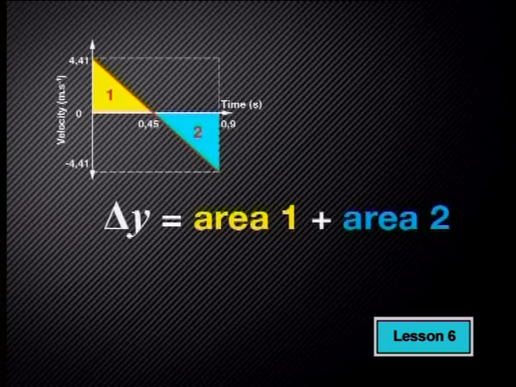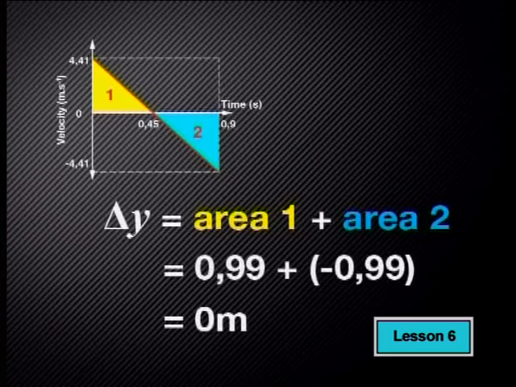We can now work out the total displacement of the child as she bounces on the trampoline. The total displacement is equal to area 1 plus area 2. So we have 0,99 plus negative 0,99. Therefore, the total displacement of the child is 0 meters. This makes sense because the child returned to her starting position.